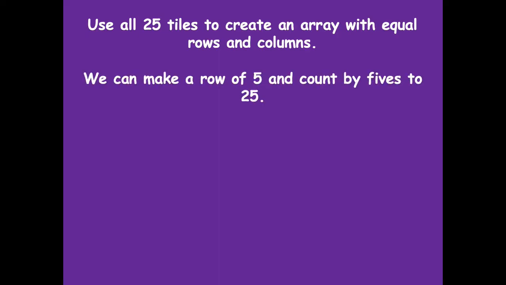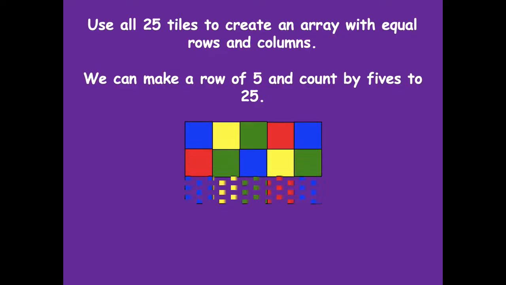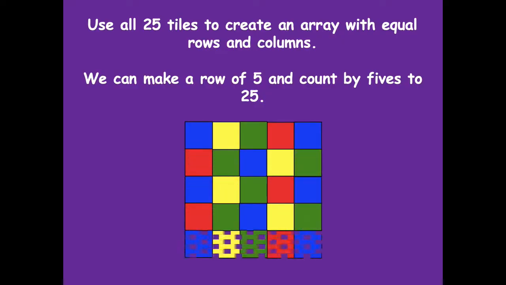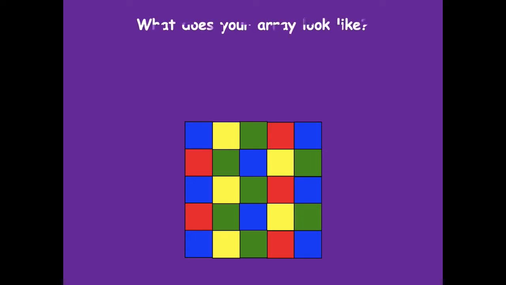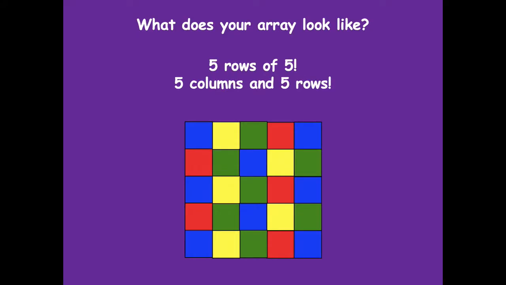So we can make a row of 5 and count by 5s to 25. So here's my 5. And then I can just duplicate that row again. So 5, 10, 15, 20, 25. What does your array look like? How would you describe it? Well, we could say it's 5 rows of 5. You could say it's 5 columns and 5 rows. Or you could say it's a square, right? All of those things describe our array.